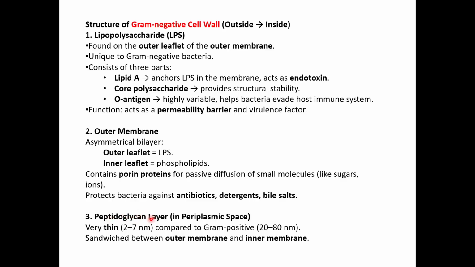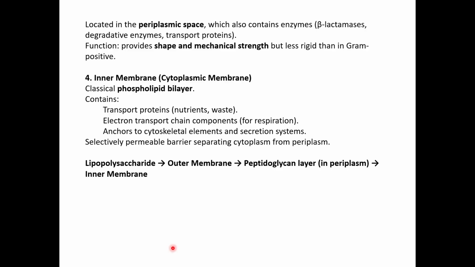So peptidoglycan is the outermost layer for the gram positive bacteria. It is also present in gram negative, but it's usually thinner than the gram positive. In gram negative, it is about 2 to 7 nanometers, and in gram positive, it is about 20 to 80 nanometers. And it is sandwiched between the outer and the inner membrane. It is located in the periplasmic space, which also contains enzymes like beta lactamase, degradative enzymes, and transport proteins. It provides shape and mechanical strength but is less rigid than the gram positive.